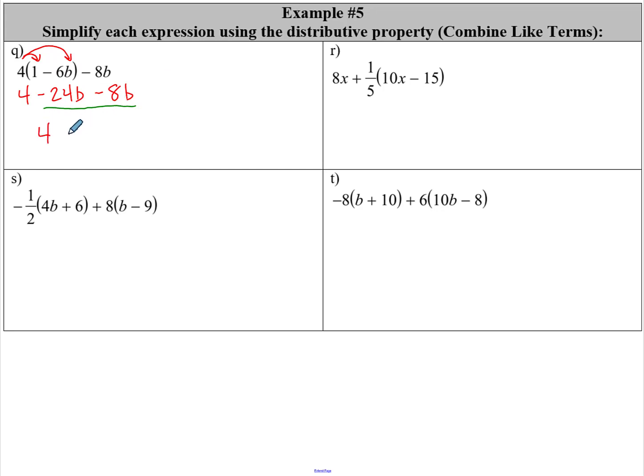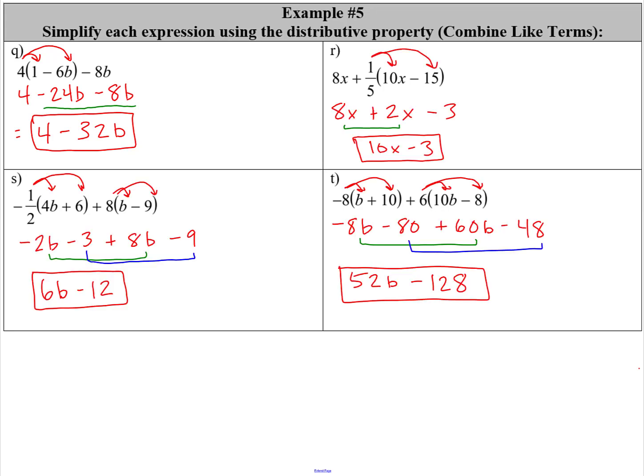So this 4 comes down. I cannot combine it because it does not have the same variable. And I am left with the 4 minus 32b. Okay, simple as that. All right. Pause the video here, try these out, and let's come back.